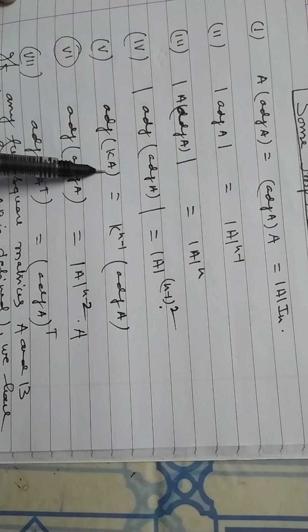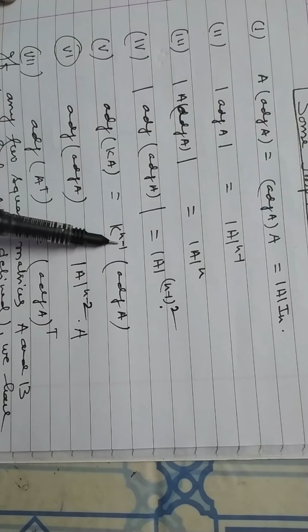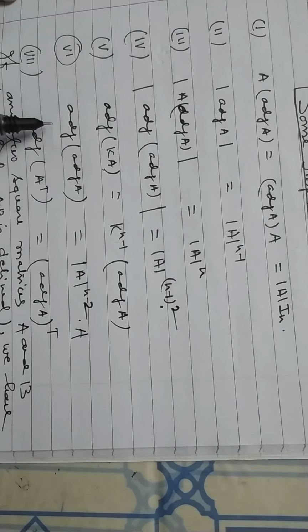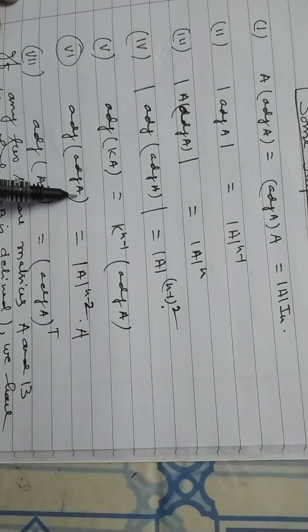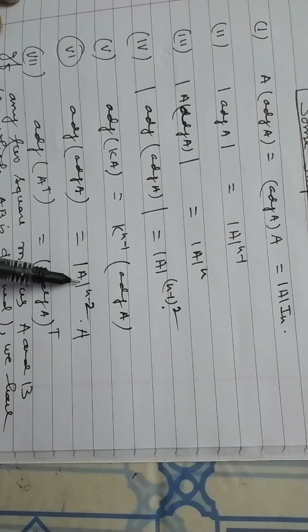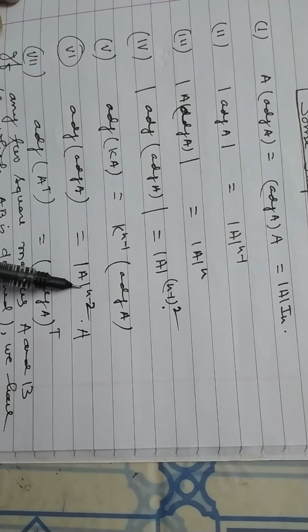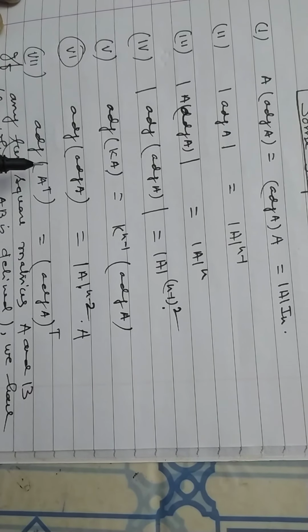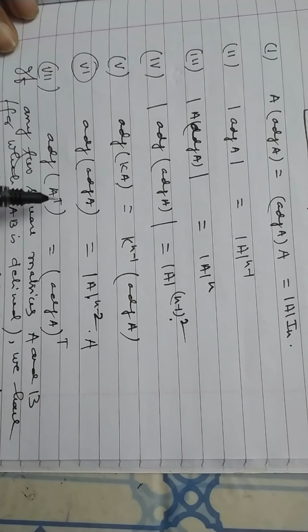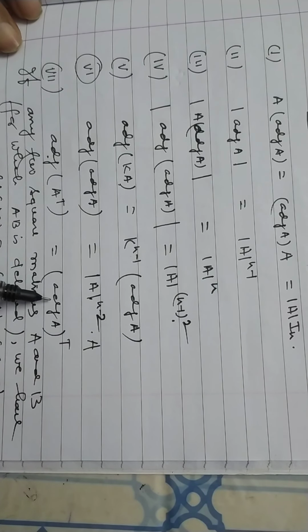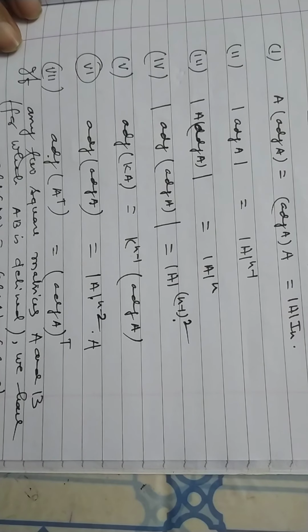Adjoint of kA is equal to k to the power n minus 1 into adjoint A. Adjoint of adjoint A is equal to determinant A to the power n minus 2 into A. And now, transpose of adjoint A is equal to adjoint of A transpose.